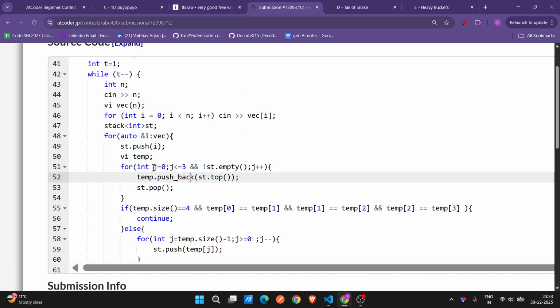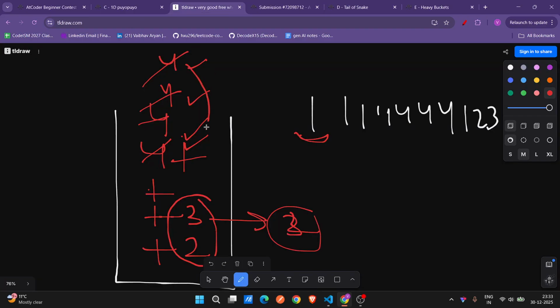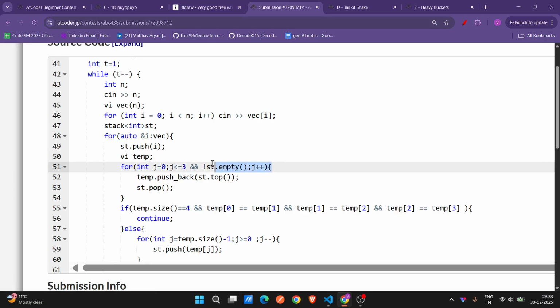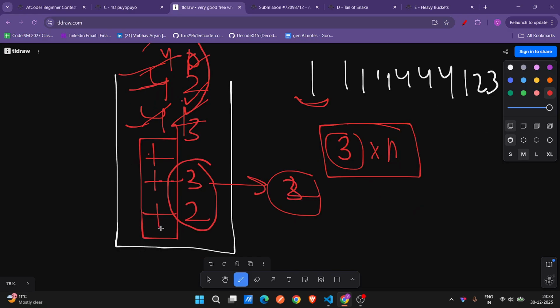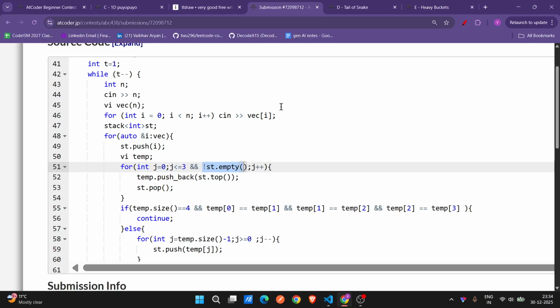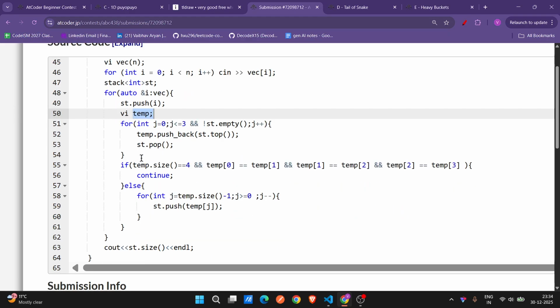So I'm doing j less than or equal to 3, because we have to check the last four values of the stack: 0, 1, 2 and 3. These are the four values we're going to check for each. And don't think about the time complexity, because we are just removing the last three elements, so it will be 3 times n. There will not be any time complexity issue. Suppose I have only a few elements, then I cannot access four elements. So I make sure I have four elements, and only then I do the operation. Now I have the last four elements in my temp of the stack.